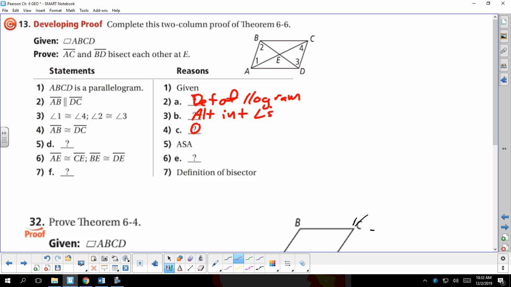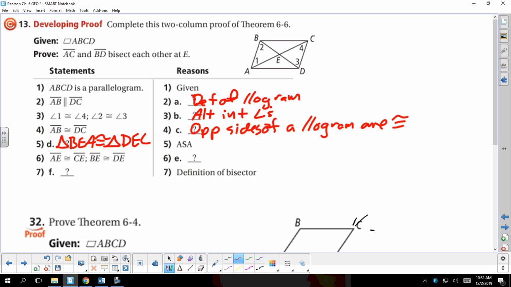Again, opposite sides of a parallelogram are congruent. And then we can use angle side angle to prove that triangle BEA is congruent to triangle DEC by angle side angle. And then once I've shown two triangles congruent, all of their parts are congruent. So the corresponding parts of congruent triangles are congruent. And then you finish with what we're trying to prove.